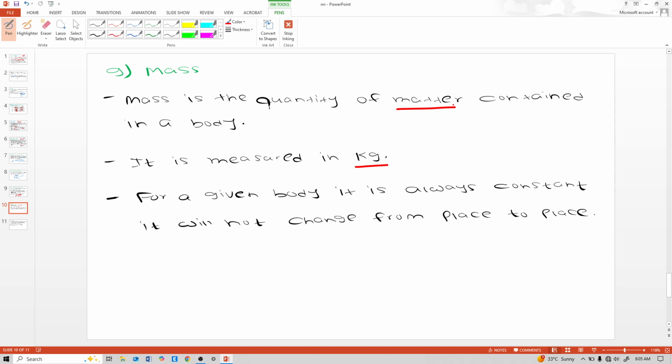And what is matter? The meaning of the word matter is any substance that has mass and takes up space having volume. We already saw mass and matter. Matter is anything that has mass and takes up space. It can be solid, liquid, gas, plasma.